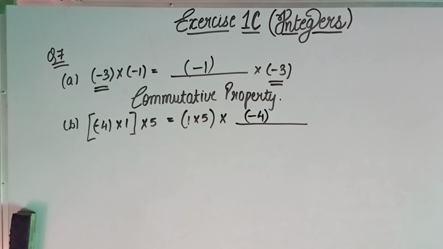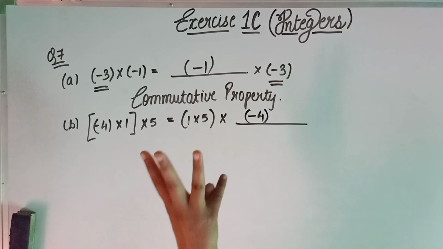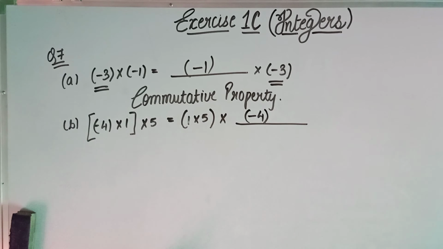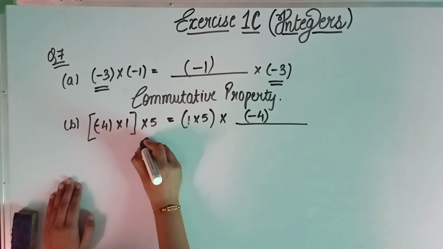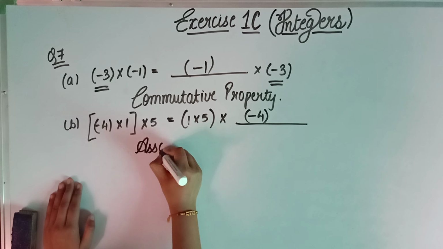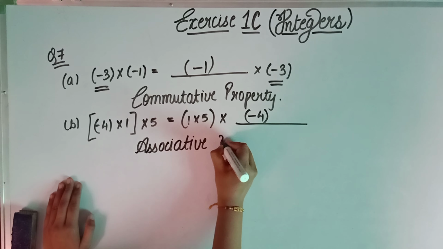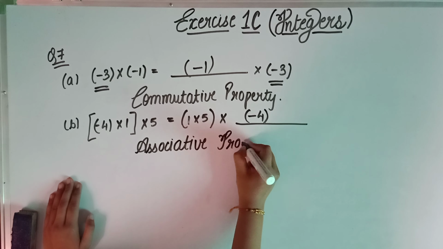Now whenever we have three numbers in the LHS and RHS, but the order is different, at that time which property is going to be applied? Associative property.